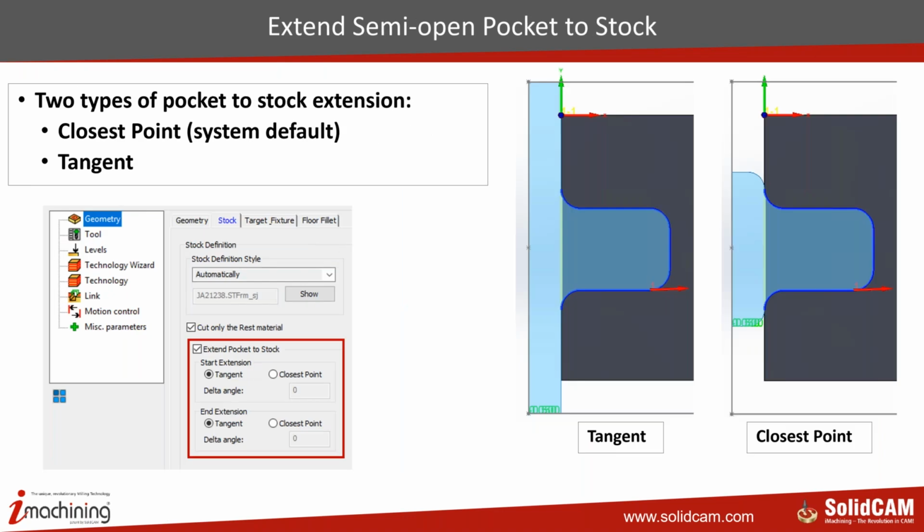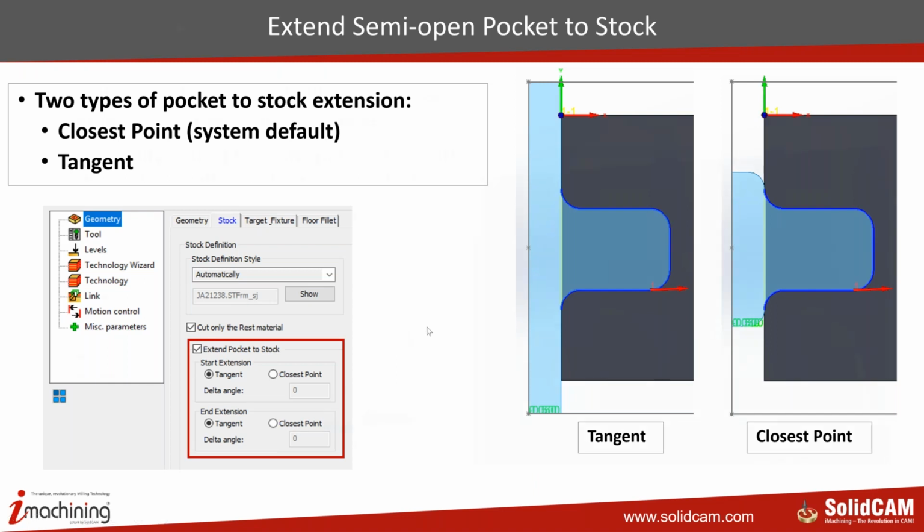If you have a semi-open pocket, you now have an option whether you want to extend in a tangential manner, or to the closest point. You have both options. If you want to avoid machining the complete area, you can give the closest point, and it machines only as in the right side picture.